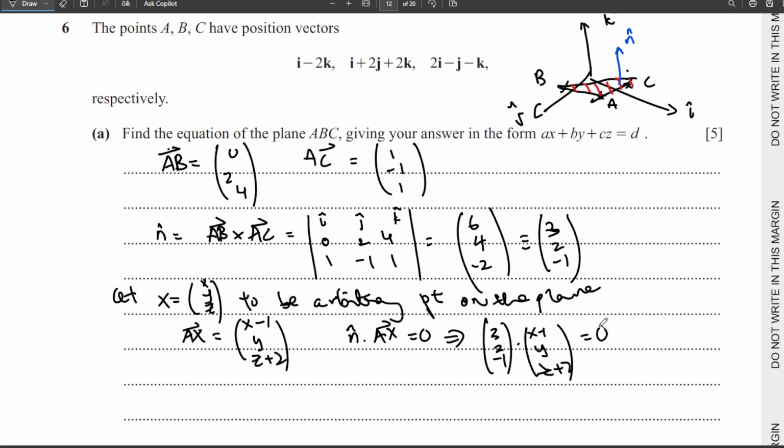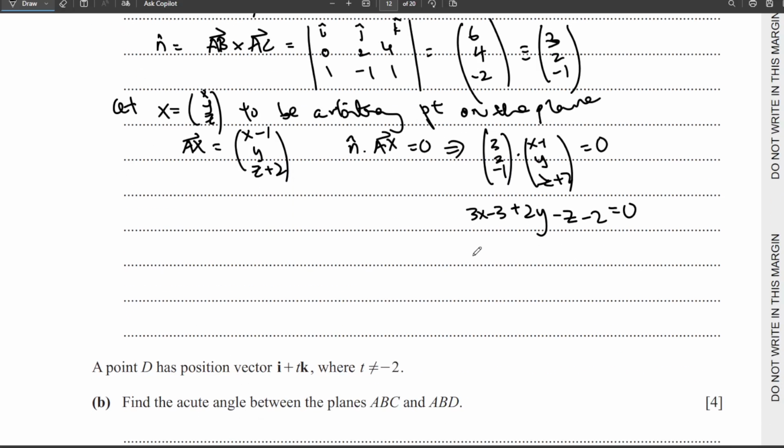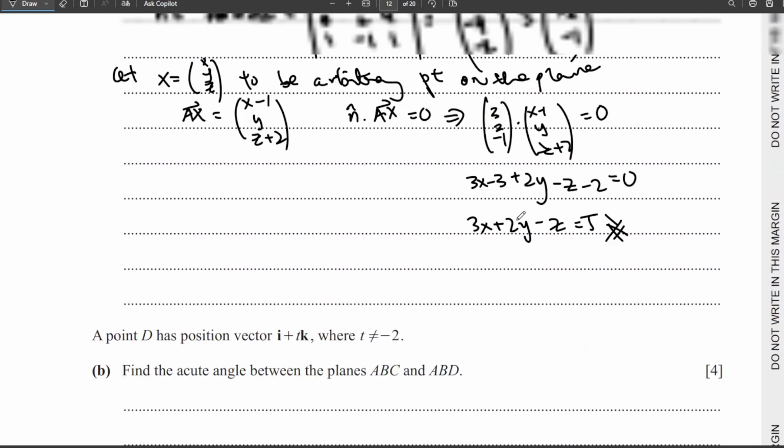Column vectors for the dot product are a bit easier to see, so we can just multiply horizontally. 3 multiplied by x minus 1 gives 3x minus 3, plus 2y, and then minus z minus 2, which equals 0. Then rearranging a bit, 3x plus 2y minus z equals 5. And so this will be the equation of the plane.